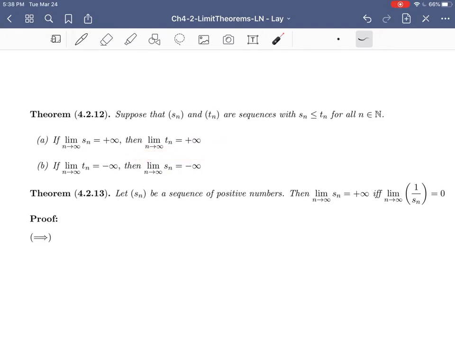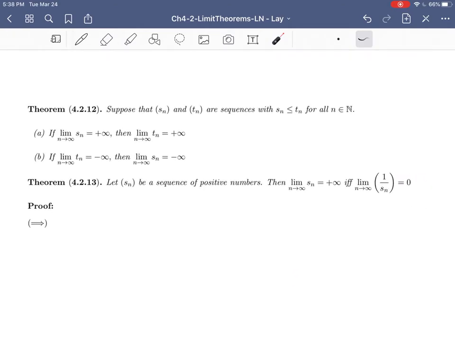And then on the flip side, if the second sequence is diverging to negative infinity, so it has all these values that are larger, and those larger values are all going to negative infinity, then if S sub n has smaller values, that should diverge towards negative infinity as well. All right, so that's our theorem 4.2.12.